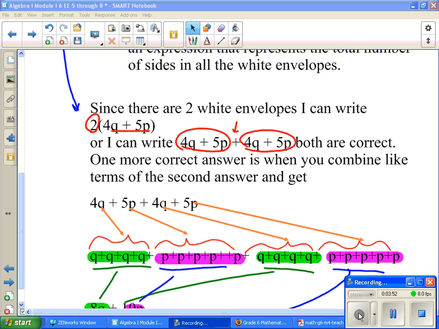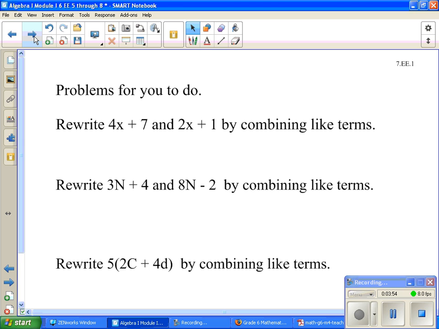Okay? So here, problems for you to do. Rewrite 4x plus 7 and 2x plus 1 by combining the like terms. Second problem, rewrite 3n plus 4 and 8n minus 2 by combining like terms. And then rewrite 5c plus 4d by combining like terms. Okay, the last one might be rather lengthy, but tell me the answers tomorrow in class.